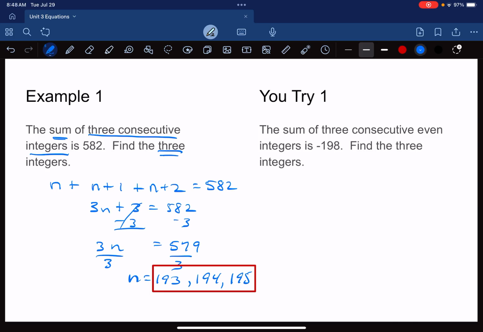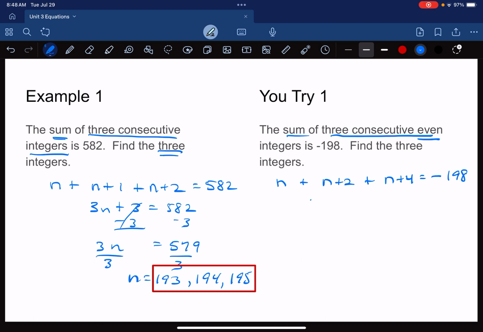All right, hopefully you paused and stopped that. It says 3 consecutive evens. And it says the sum, so I'm going to go n plus 2 plus n plus 4. So there's my 3. I used n plus 2, n plus 4, and I'm summing them, so I added them. And that equals a negative 198. Well, I hope you realize that the answers here are going to be negative, right?